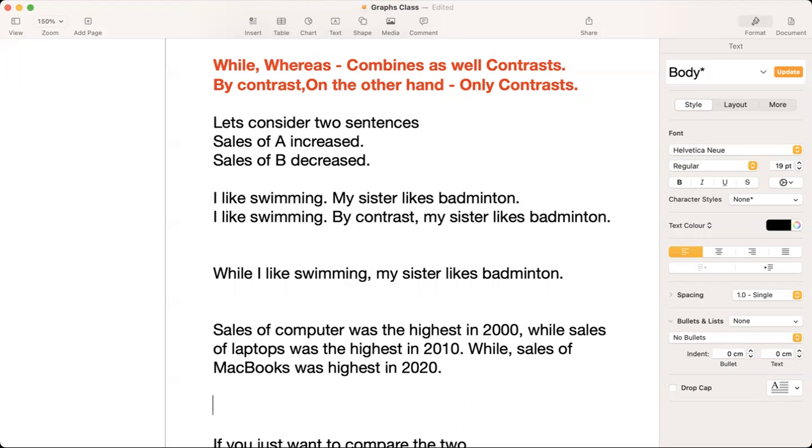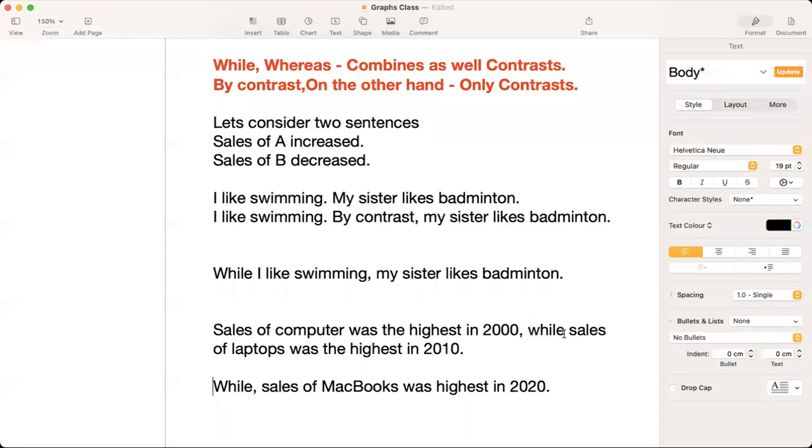Sir, incorrect. What is incorrect? The while you put between 2010 and 2000, the highest is happening in both. And the while where I think the highest has happened in all three. So this while is correct or not? Sir, correct. Yes, sir. Yes, the first while is correct. Why? Is it performing both the roles? It's making the comparison, right? Yes, sir. And it's joining the sentences.